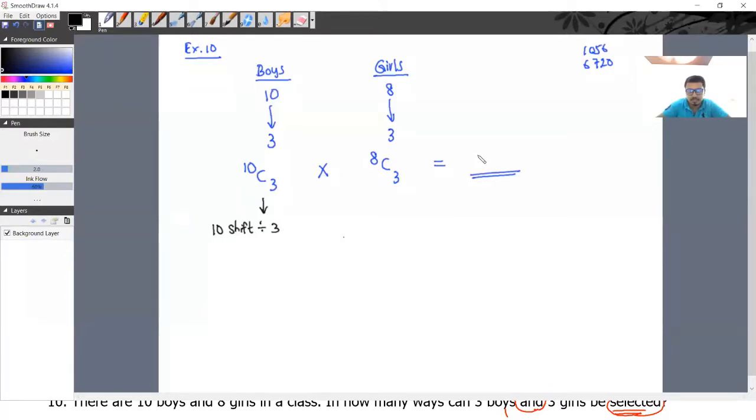That should be 6,720. 8, shift, division, 3. The final answer should be 6,720. There are 6,720 ways to select 3 boys and 3 girls from this class.